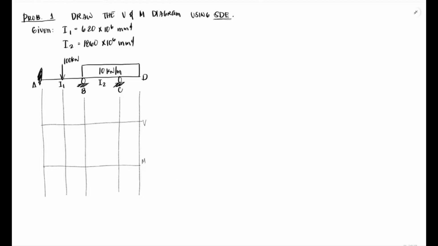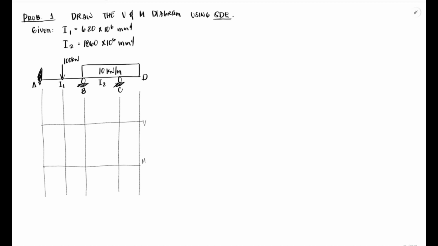Our example for SDE is this figure. So draw the shear and moment diagram using slope deflection equation, where I1 is equivalent to 620 times 10 raised to 6 mm raised to 4. Yung I2 natin is equivalent to 1860 times 10 raised to 6 mm raised to 4. On this figure, we have point A, B, and C, and also we have here overhang. We have 100 kilonewton ang ating concentrated load, and then 10 kilonewton naman para sa ating uniform load.